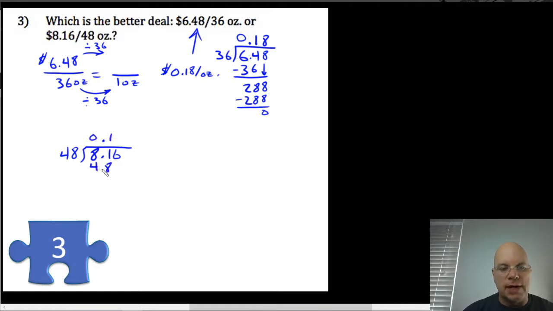1 times 48 is 48. When you subtract, you get a difference of 33. And bring down the 6. I feel like I did something wrong here. 11 minus 8 is 3. 7 minus 4 is 3. 336. Should be about 5, but no, more than that. 6.